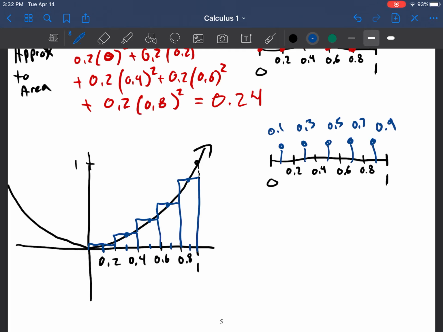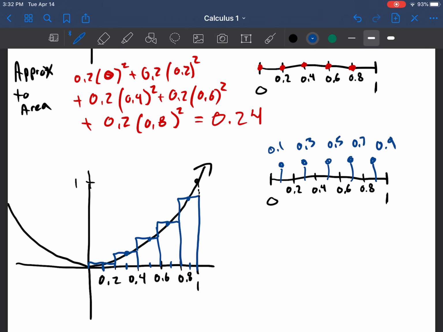So if we try to approximate the area now, we're going to get the same width for everything. Notice before when I had this 0.2, it shows up in every term here: 0.2, 0.2, 0.2. So I'm just going to go ahead and factor that term out. I'm going to write down the width of each of the rectangles. That's going to be 0.2. They're still all the same width.